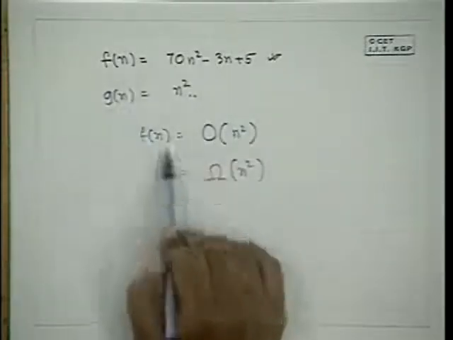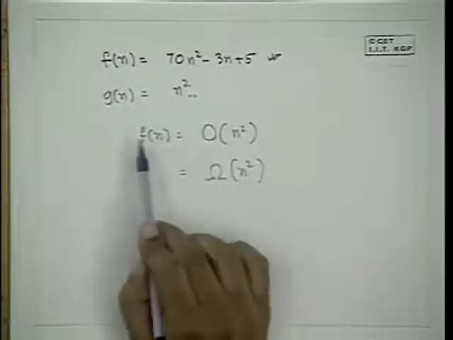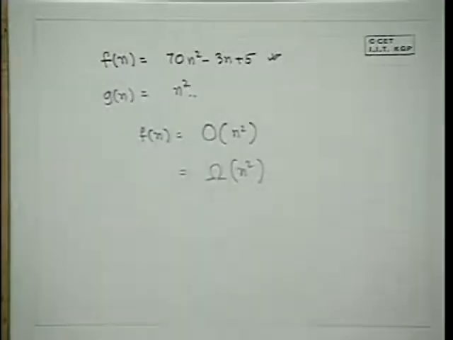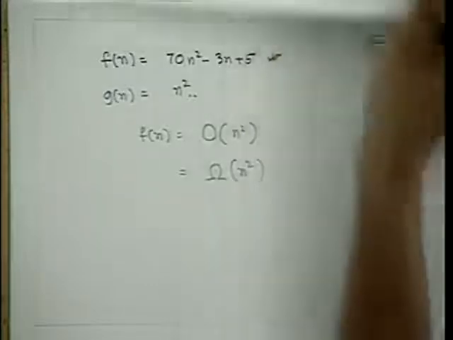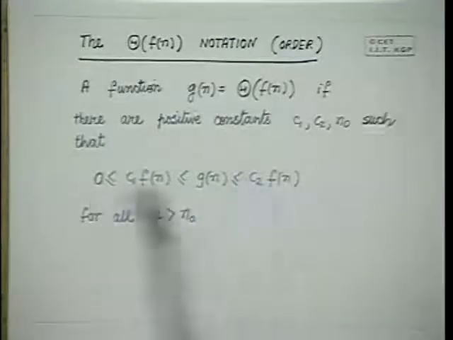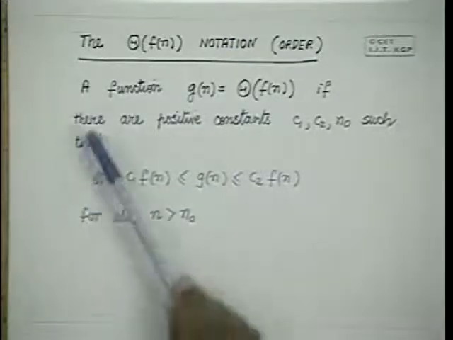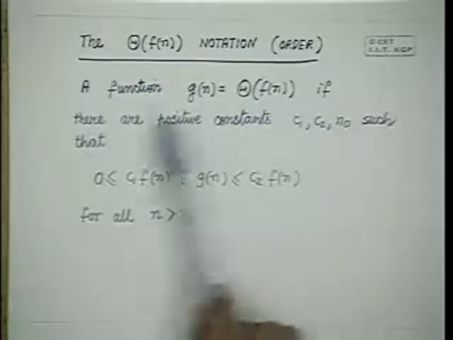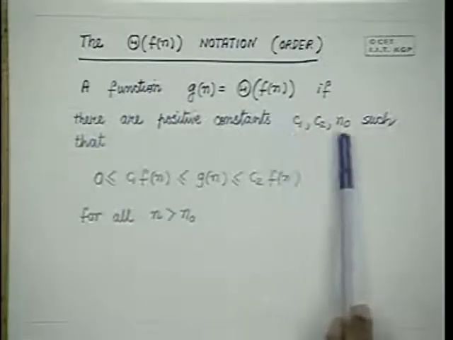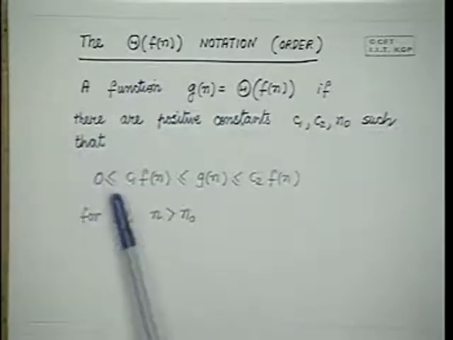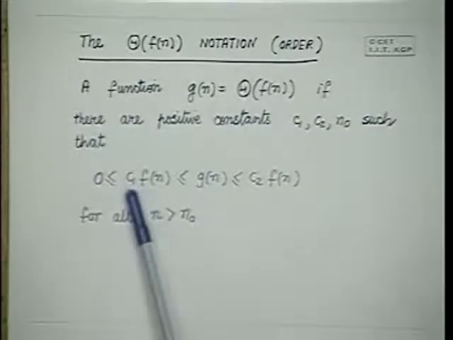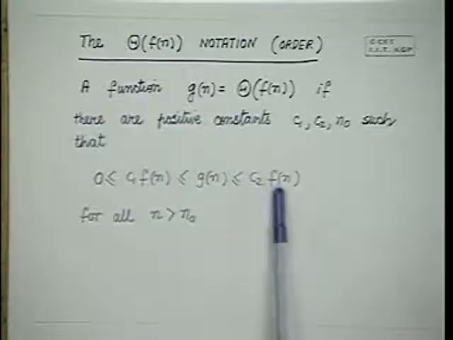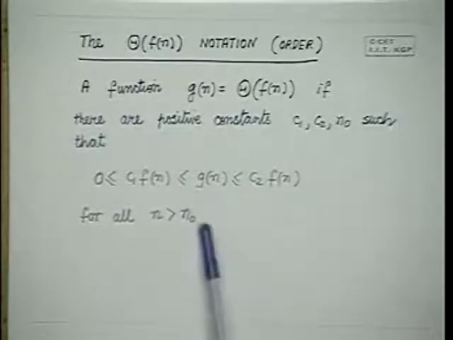So when you have two functions which are equivalent in growth, then you characterize them by the order notation, which just combines the Gn and Fn, which says a function Gn is of order Fn if there are positive constants C1, C2 and N0 such that Gn is lower bounded by C1 Fn and upper bounded by C2 Fn for all n greater than that N0.